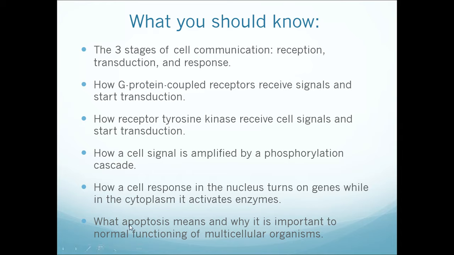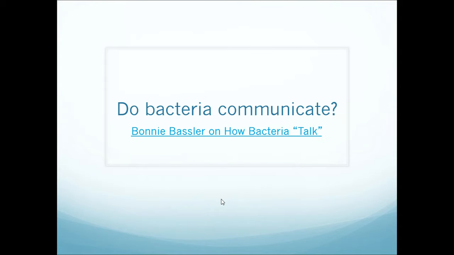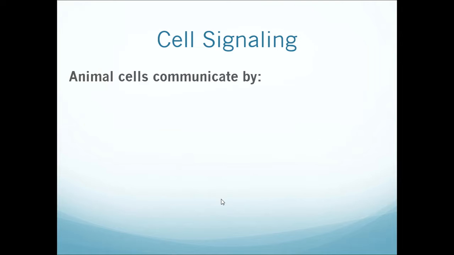And then finally, you need to know what apoptosis means and why it's so important for normal multicellular organisms like ourselves. Okay. So we're going to watch this in class, but in case you're curious, you want to watch it again separately, there's this interesting TED Talk on how bacteria communicate with one another. And so we are going to watch that, and we're going to discuss how that is similar to and different from multicellular organisms. But we're going to jump right now to animal cells.